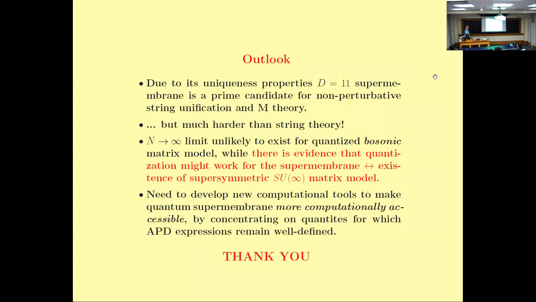I've emphasized, and this was one of the main outcomes of this investigation, that the N to infinity limit likely exists only for the supersymmetric theory, but not for the purely bosonic one. And what needs to be done now is to exploit this in one way or another, to develop new computational tools to make the quantum supermembrane more computationally accessible.